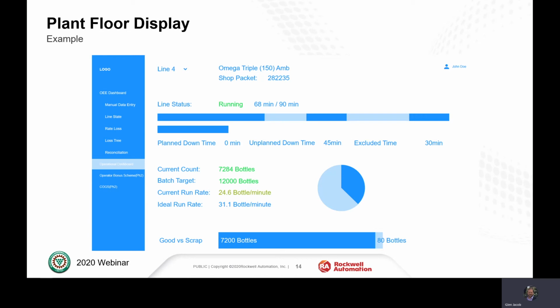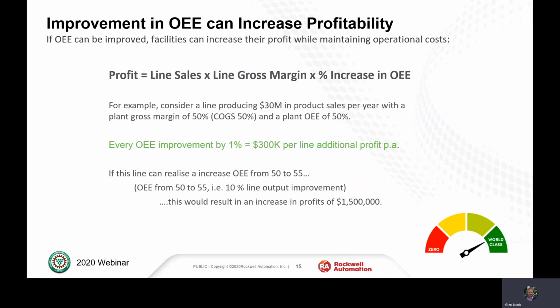So that's delivering data to different stakeholders in the right format to help them in their job make better decisions and make improvements. So just touch on quickly the contribution to profit and productivity that increasing OEE has.